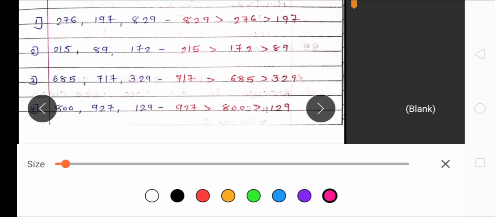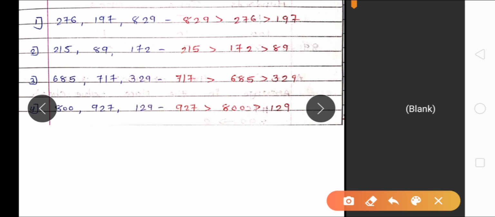Now next, 215, 89, 172. Now here you can see 89 is a 2-digit number, so 89 is smallest. So in last we write 89. Now in 215 and 172, 2 is biggest, 1 is smallest.